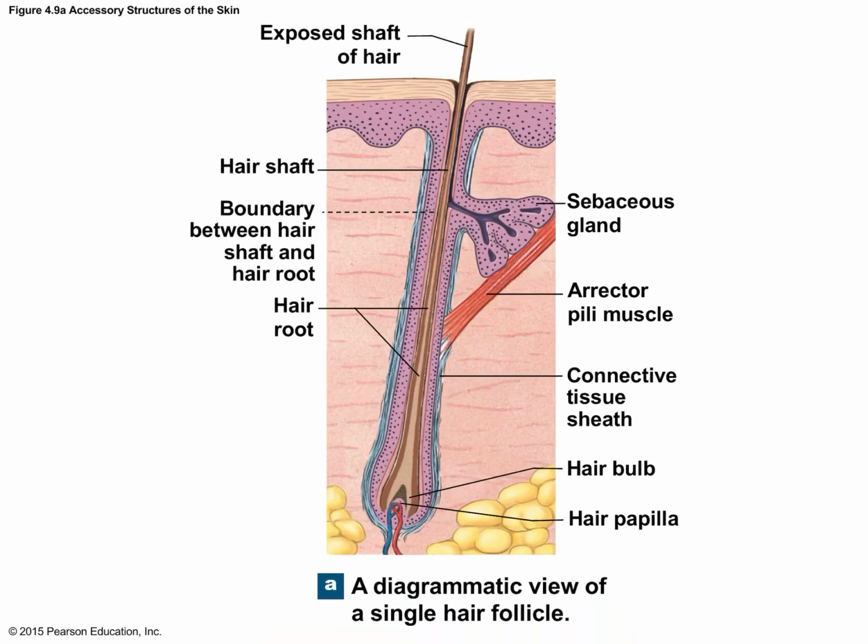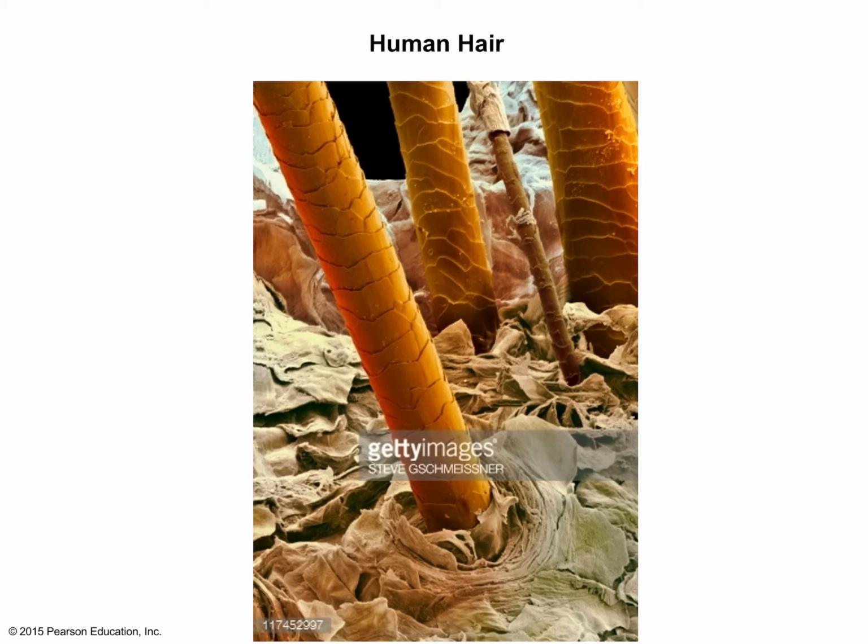All right, so let's talk about the hair. Accessory structures beginning with hair. So hair is found all over your body except for the palms, the soles, the nipples, and external reproductive organs. Your hair is formed from epidermal tissue, but is located in the dermis of skin. So let's take a look at that.